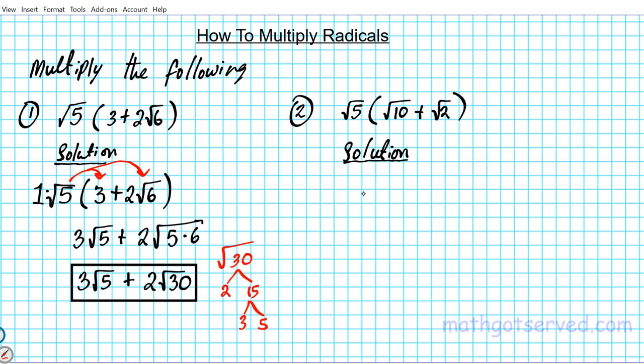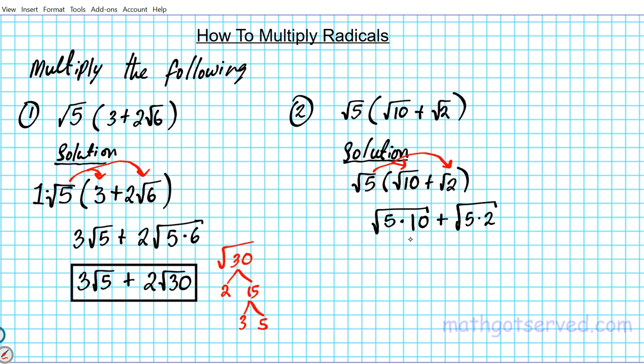Let's rewrite the problem. We have root 5 multiplied by root 10 plus root 2. So we're going to distribute again. We're going to distribute root 5 to root 10 and then root 5 to root 2. These are just radicals with identical indices, so we're just going to be multiplying the radicands. What does that give us? We're going to have the square root of 5 times 10 plus the square root of 5 times 2.